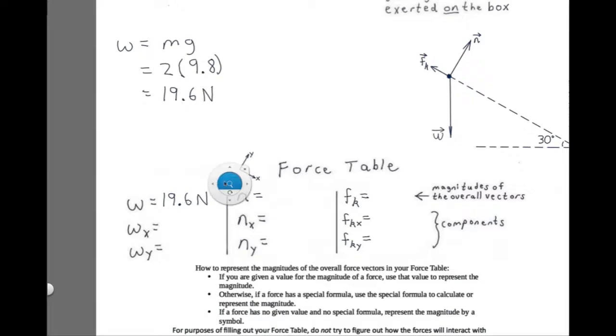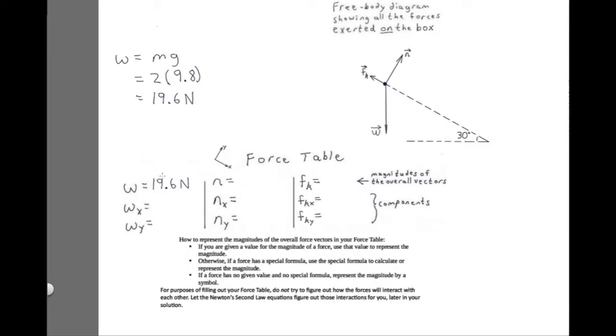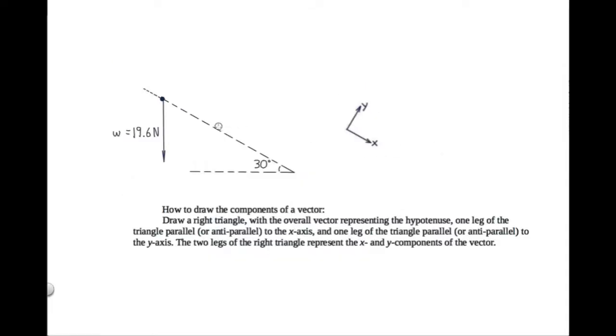Now we have to break the weight into components. The weight force is neither parallel nor anti-parallel to either of our axes, so we have to draw a right triangle and use SOHCAHTOA to break the weight force into components, and we should do that in a separate sketch, separate from our main free body diagram. Here's the beginning of that sketch. I've copied our number for the magnitude of the weight, 19.6 newtons. That will represent the length of the hypotenuse.